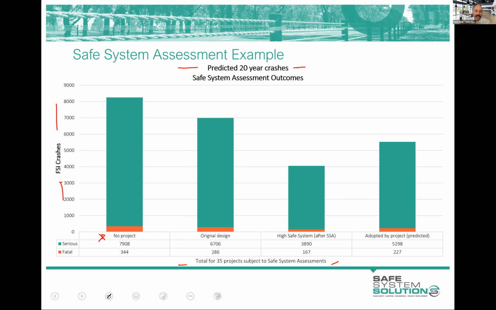If these projects did not happen, so no upgrades at all, how many people would be killed or seriously injured in these areas? Or if there's a town bypass, the bypass of the town never happens, traffic continues to go through the town. That's the no project scenario.